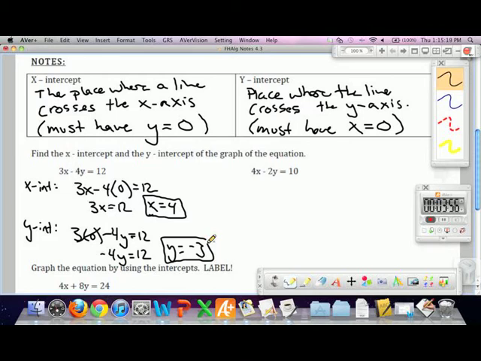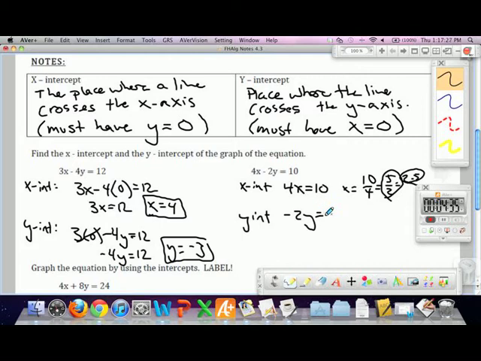Quickly do this one on your own. I'll put the answers up in about a minute. X-intercept is when y is 0. So that's 4x equals 10. X is equal to 10 over 4, which is the same as 5/2. Or if you're a decimal nut, that's 2.5. Nice answers. Y-intercept. Well, that's when x is 0. So minus 2y equals 10. The y-intercept should be negative 5.